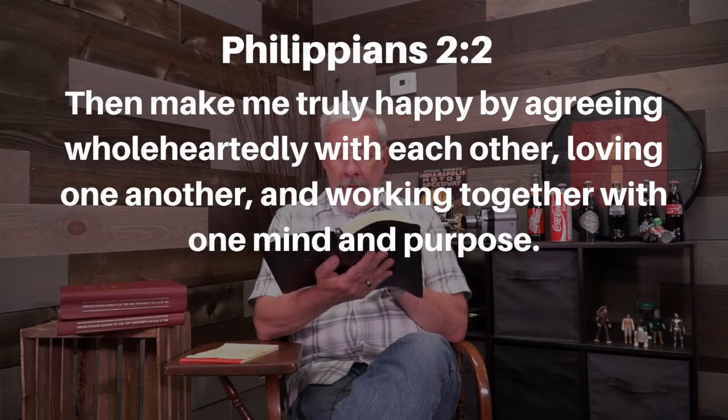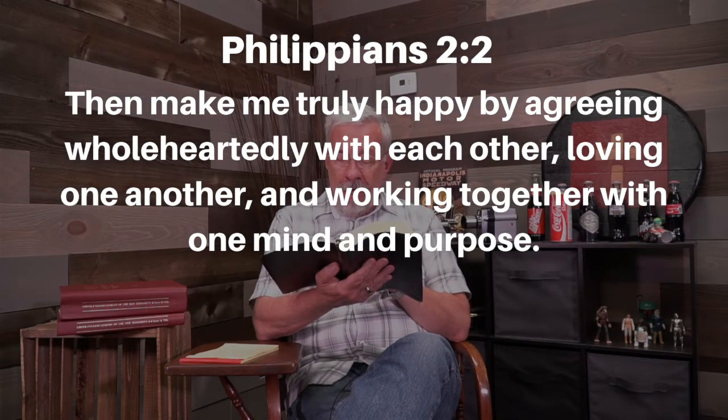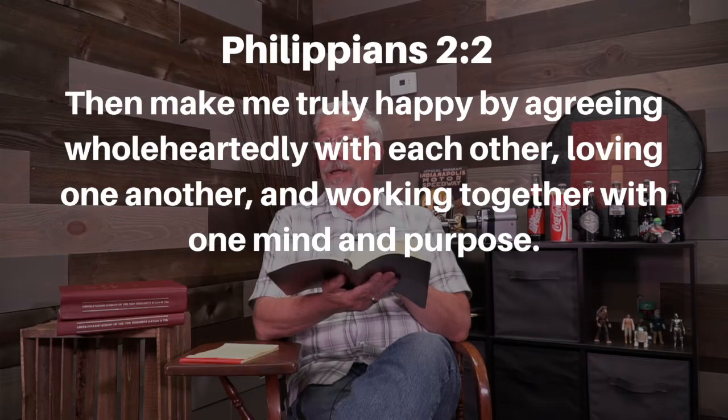Words for unity in the New Testament basically come in two different domains. The first domain is psychological faculties. And one of the psychological faculties is being like-minded. So we have some terms in the New Testament that are translated, be of the same mind. For example, in Philippians chapter 2, verse 2, Paul says to the Philippian church, "Make me truly happy by agreeing wholeheartedly with each other, loving one another, working together with one mind and one purpose."